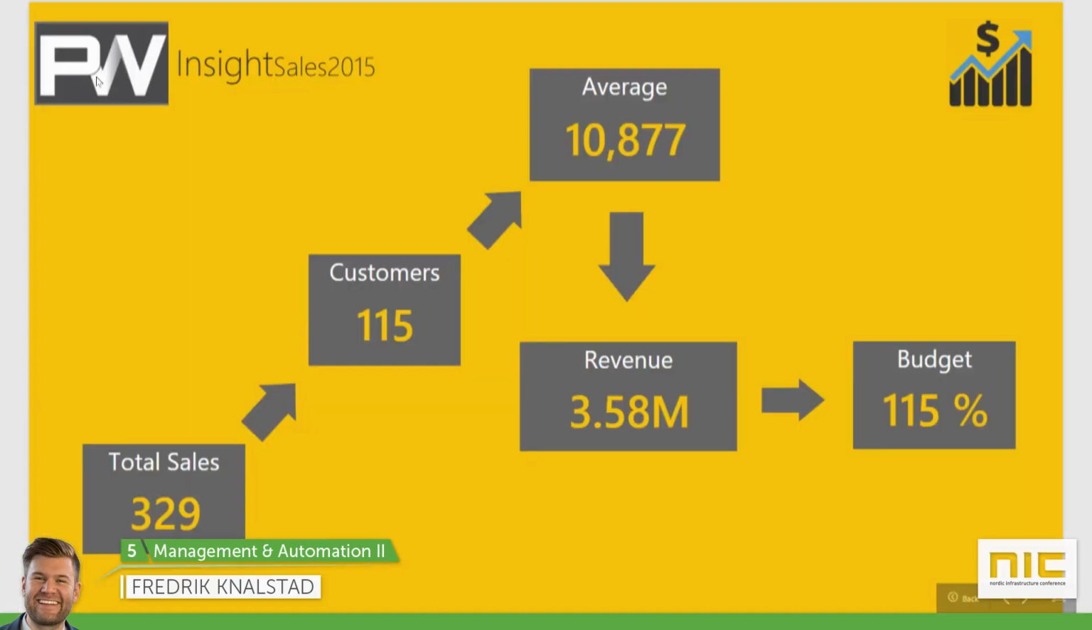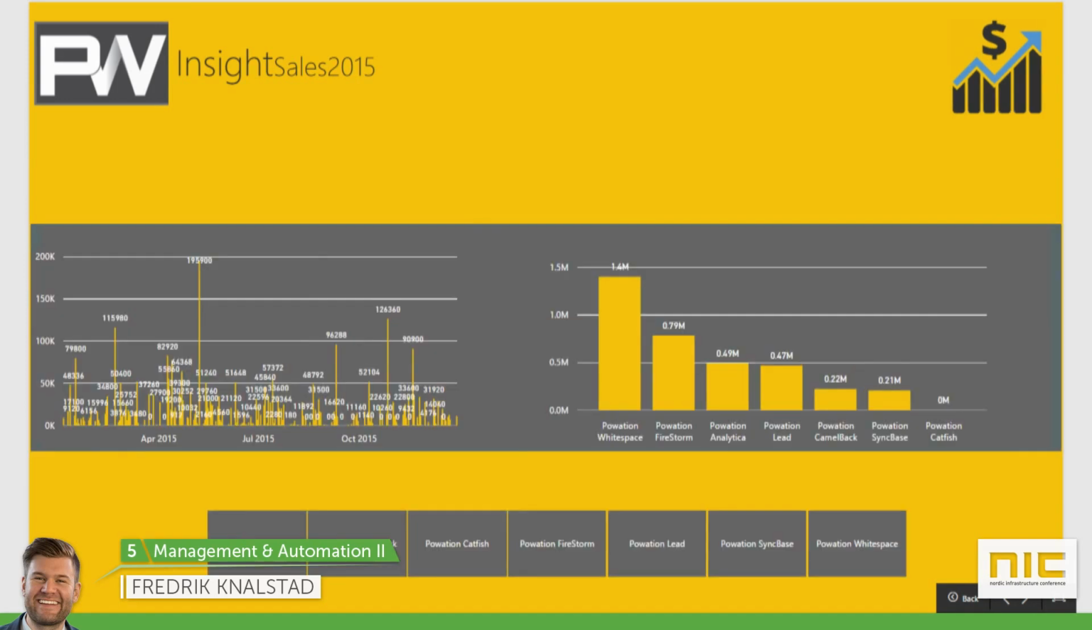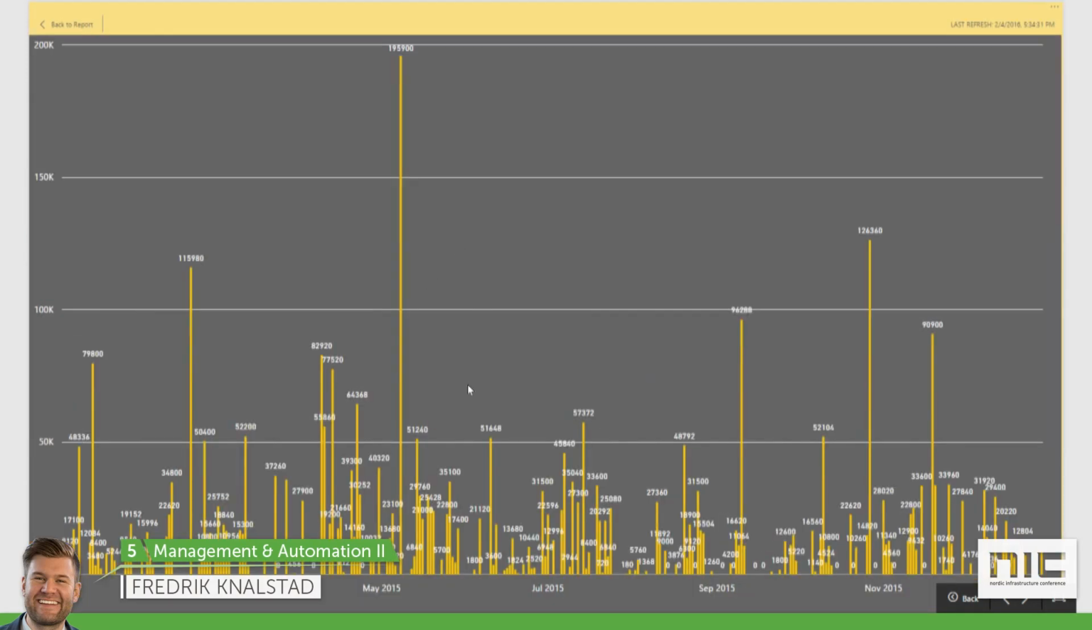But let's kick off and look at how Provation did in the sales of 2015. So they made total sales of 329, 115 customers, revenue 3.5 million, and 115% of the budget. Not so bad. Could be that the budget was a little too high, but I was hoping for a better result. But let's look at the actual sales that we had.